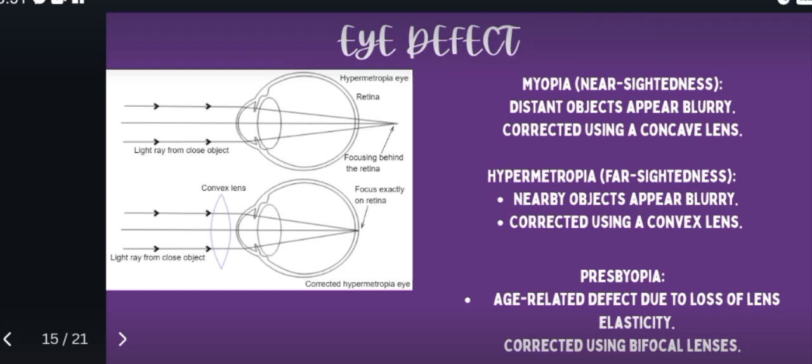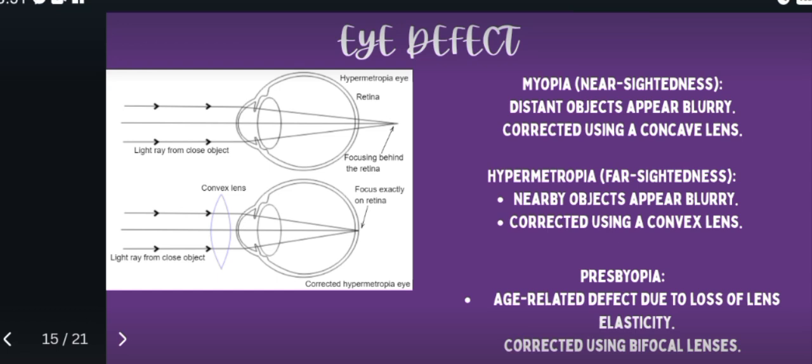Here I'm going to discuss the eye defects. So what is an eye defect? Eye defects, also called refractive errors or visual impairments, are conditions that affect the eye's ability to focus light properly on the retina, resulting in blurred or distorted vision. So here are the common types: myopia, hypermetropia, and presbyopia.